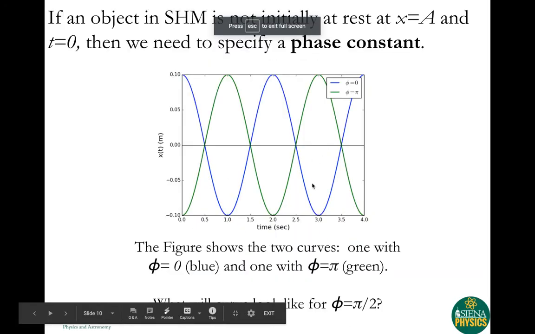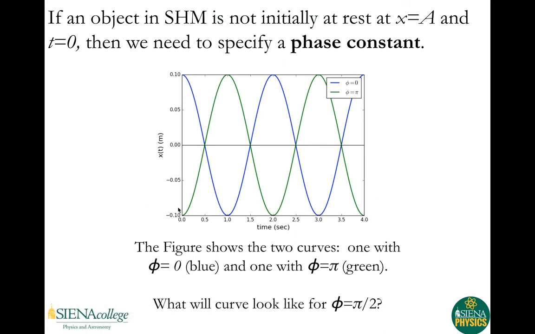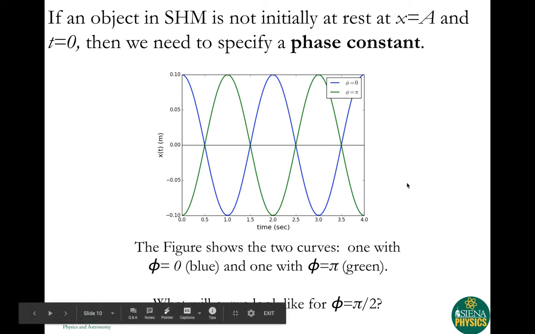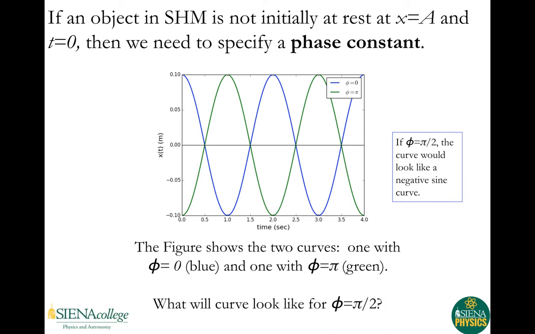Okay, so like we said, if the motion is not at the max amplitude at t equals 0, then you need some kind of a phi to shift this over. So the blue curve here is just showing us a regular cosine curve where phi would equal 0. The green curve is showing us a cosine curve that's been shifted by pi radians. So it looks like a minus cosine curve. Okay. And then you can think about what would it look like for a shift of pi over 2. Spoiler alert, looks like a negative sine.